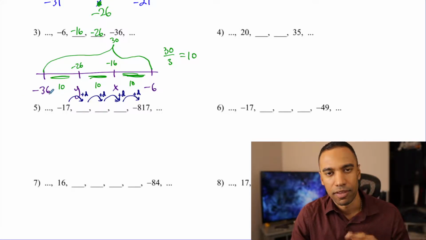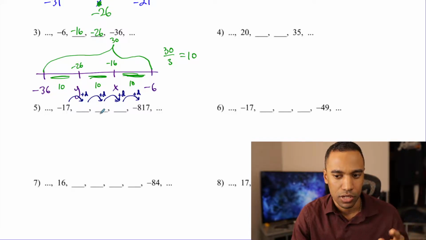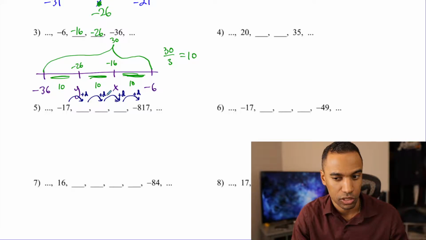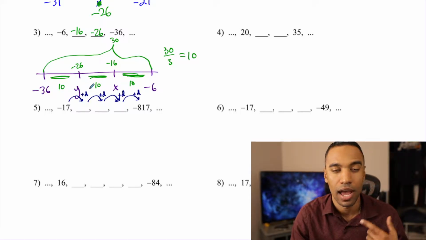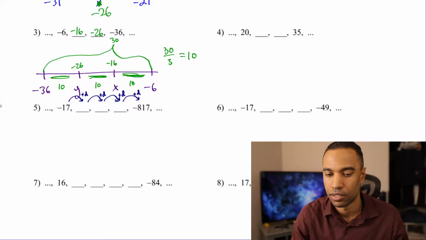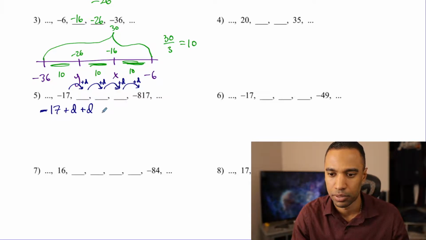But I can set this up kind of like an algebraic equation. I might not know what these numbers are yet, but if I find out what this common difference is, if I solve for this variable d, just like this 10 here, I can use that common difference to then get those numbers. So let's set it up exactly how it looks, but in a straight line: -17 plus d plus d plus d plus d equals -817.